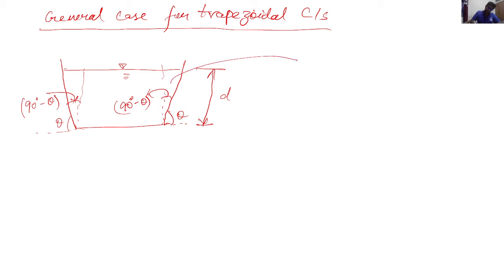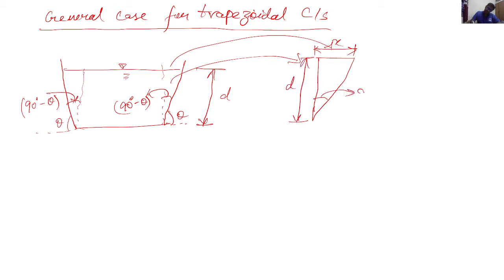So let us magnify this triangular section. So this triangular section would look somewhat like this. So let us suppose this part is x. The depth of the flow we know is d, small d, and this angle is 90 degrees minus theta. So let us take the tangent again, just as we did for the triangular cross section. So tan of 90 degrees minus theta is equal to x by d.